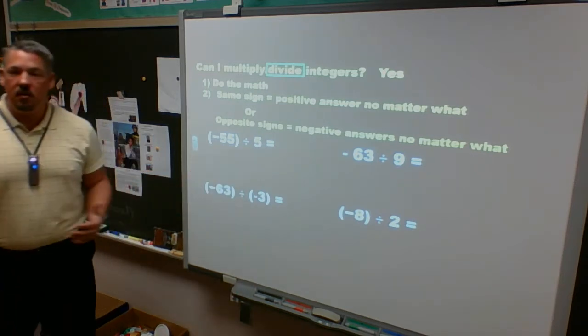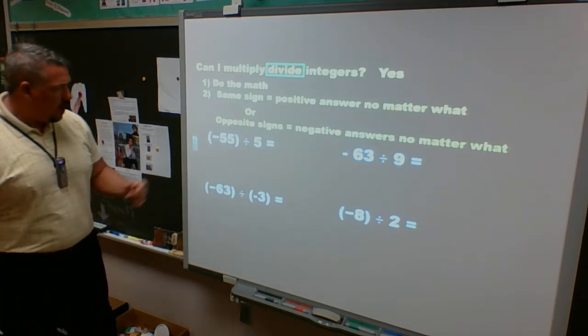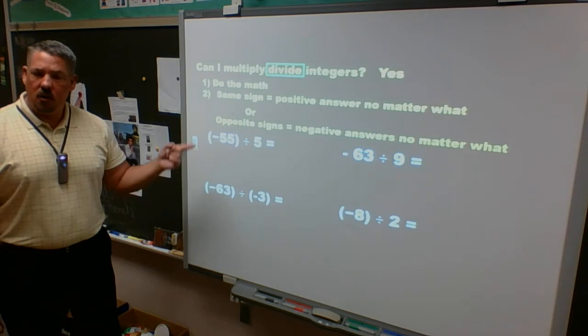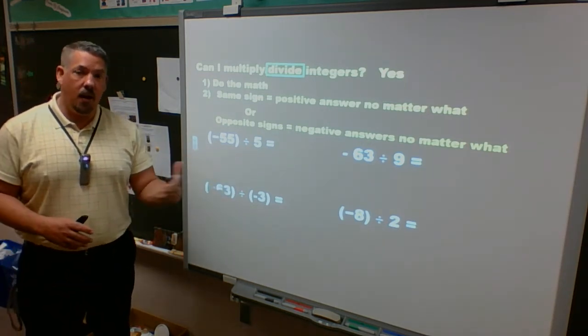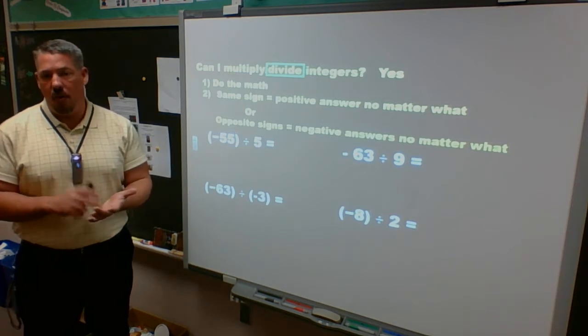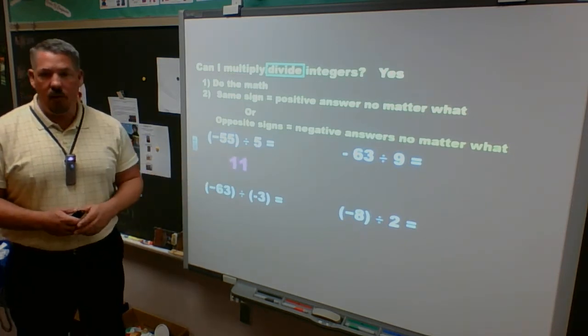So these are basic division problems. I do the math of my division, so I take 55 divided by 5, and what do I get? If I don't know off the top of my head, then I have my handy-dandy calculator, 55 divided by 5 equals, and I know it's going to be 11.